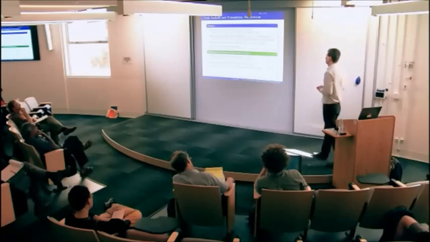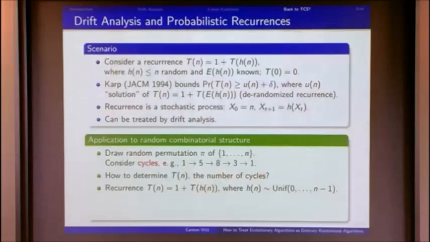And then he gets a tail bound from his technique. The tail bound says that the probability that the actual number of cycles is significantly more than the binary logarithm of n is exponentially small. And this binary logarithm comes from the solution of this deterministic, de-randomized recurrence. Because here we have that the size of the derived problem is between 0 and n minus 1. So in expectation, we cut off half of the elements. So it's halving, halving, halving, halving, and this gives rise to a binary logarithm.